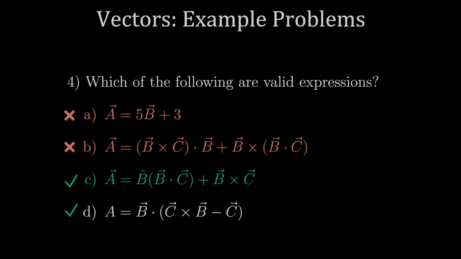We have a dot product producing a scalar, and then multiplied by a unit vector. Then we're adding the result of a cross product which is another vector. All good here. Letter D is also valid. In the parentheses, we have a cross product which makes a new vector from which we subtract off vector c. This means the final result in the parentheses is a vector, which we then dot with vector b, returning a scalar.